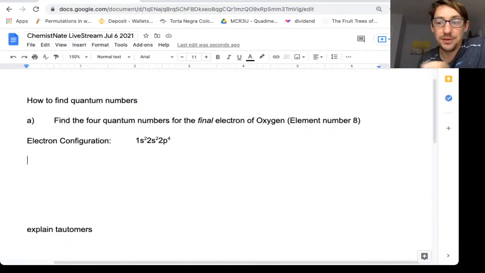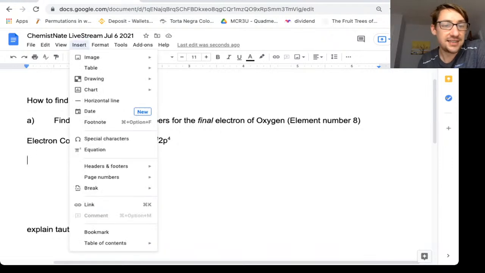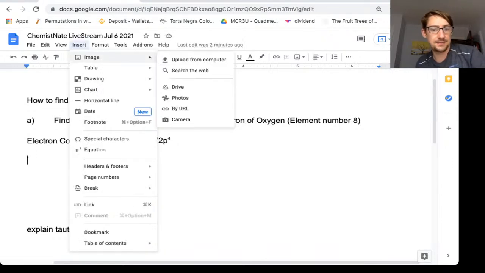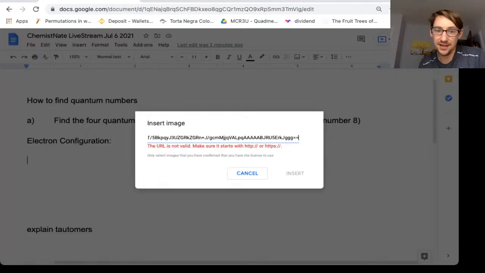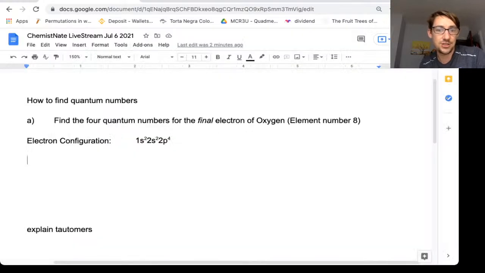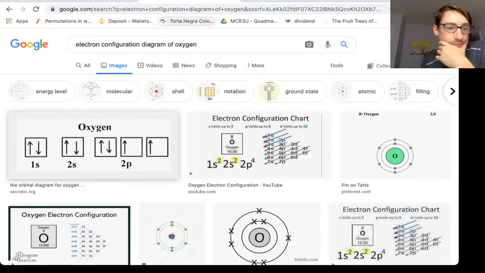Thanks for bearing with me, everyone. I got a bunch of questions rolling in here. We got stuff about ligands. We got limiting reactants. I'm just going to paste that diagram in there. Ah, nuts. It's an SVG. Yoink.